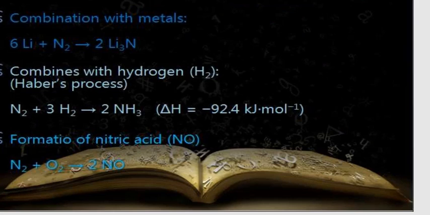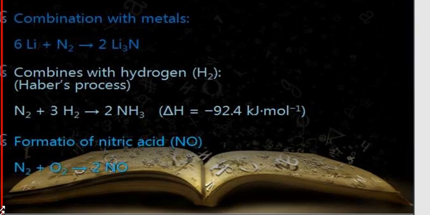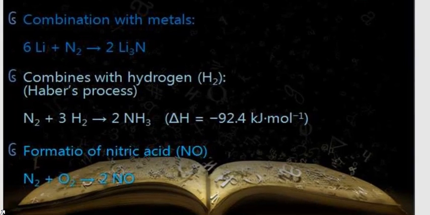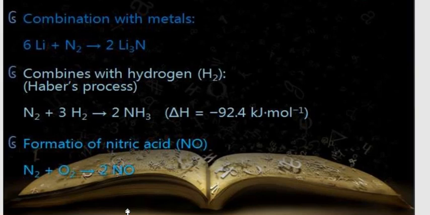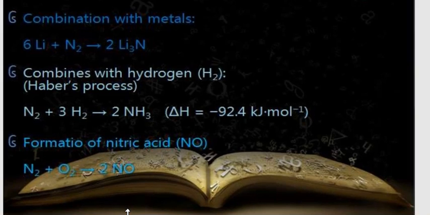So we can see the properties. When nitrogen reacts with metals, it forms ionic nitride, such as when it reacts with lithium metal, it forms lithium nitride. And when it reacts with hydrogen, it forms ammonia. So these are the reactions of nitrogen with metals, lithium, and with hydrogen.